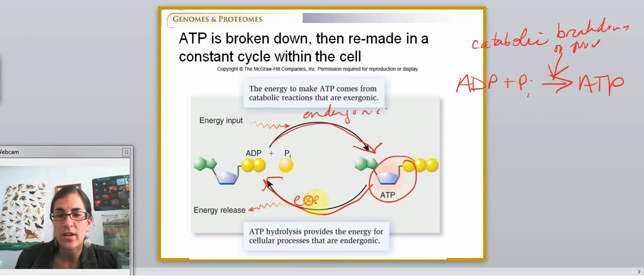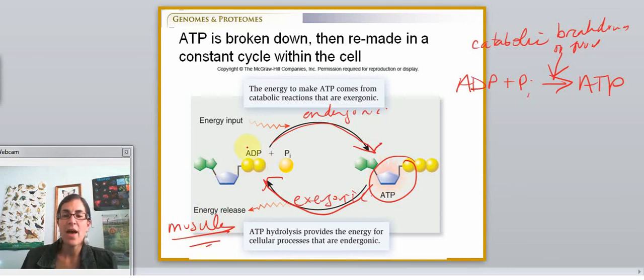This is exergonic. And this releases energy that I might use in my muscles. But then that leaves me back with ADP, and I have to do the same thing. Use the food energy to provide energy input to remake the ATP, and then break down that ATP to provide the energy for muscles. This will happen over and over and over again all day long in your cells.